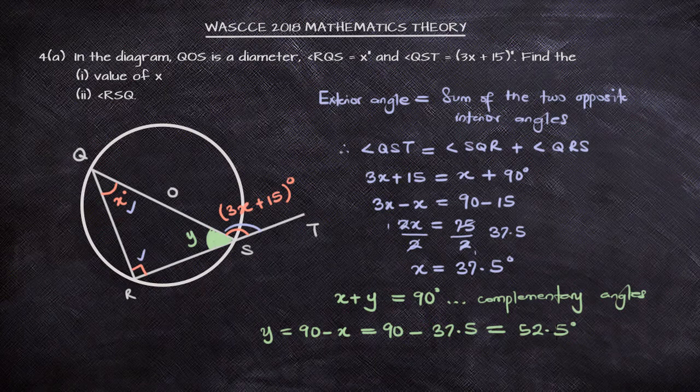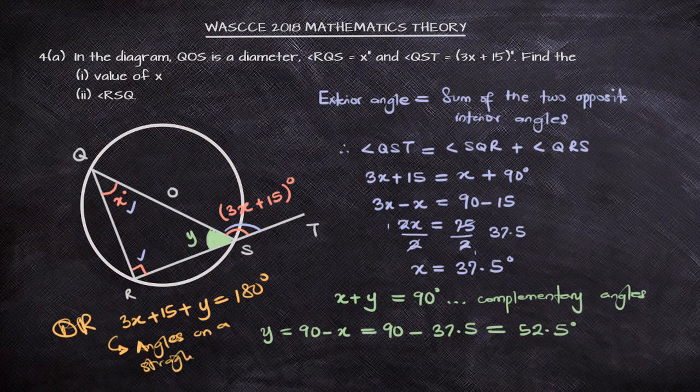Alternatively, to find the value of y, for example, I can consider the line RST, and from the line RST, I can bring in the equation of a straight line, which will sum up to 180 degrees. So I can say from the line RST, 3x plus 15 plus y is 180 degrees. And that's because that's the sum of the angles on a straight line. And I will still get the same solution to the problem. Alright. So this is our angle RSQ, which is y at 52.5 degrees.